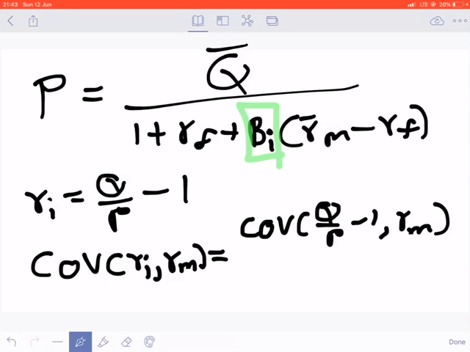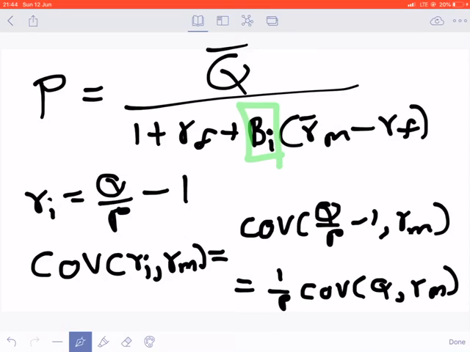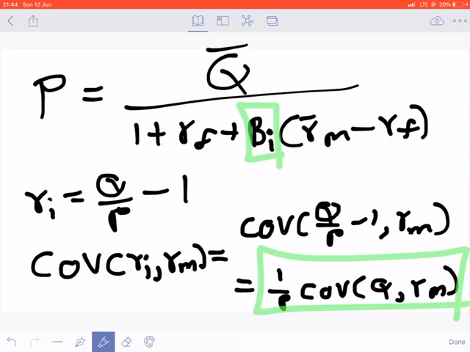And I just say this thing is going to be equal to 1 over P, the covariance of Q and the market. So in other words, if you want to write the covariance between the security I and the market, you can just write it in this way. So we can take this back into our original equation.